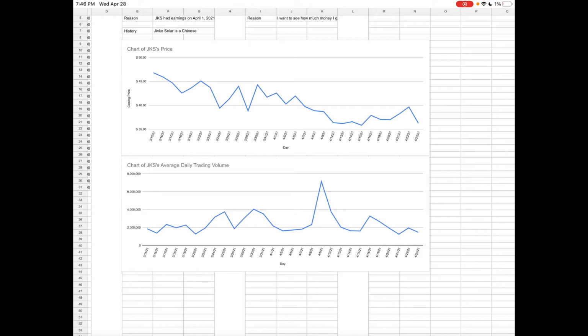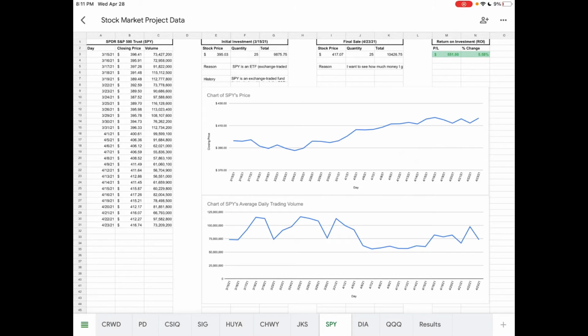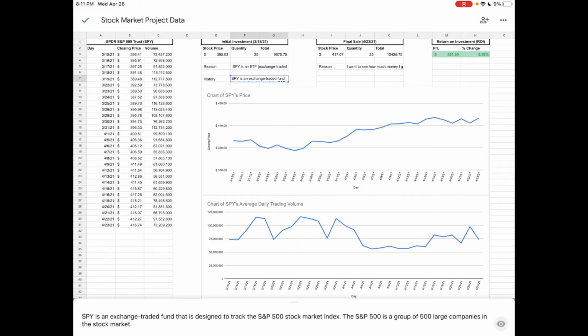All right, on to the next stock. So these next three securities that I'm going to go over are not stocks. They are exchange traded funds, or ETFs, which are groups of stocks that represent an index, sector, mutual fund, etc.